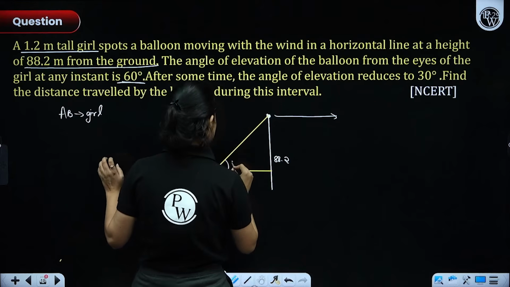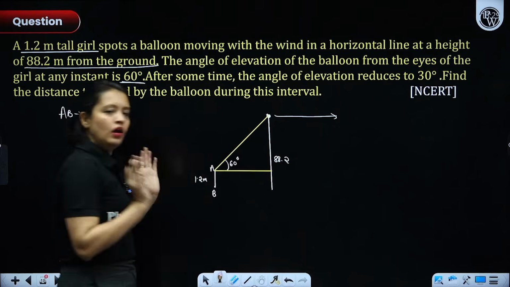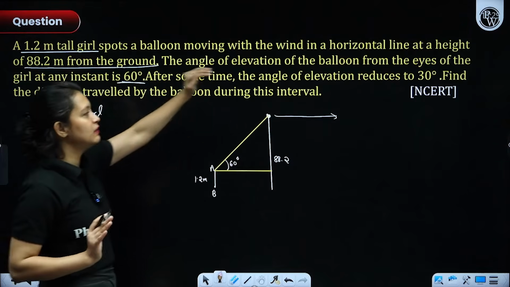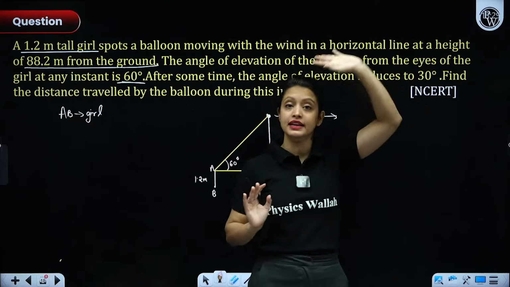It would be equal to 60 degrees. This is what we took. Okay. Now, after some time, the angle of elevation reduces to 30 degrees.